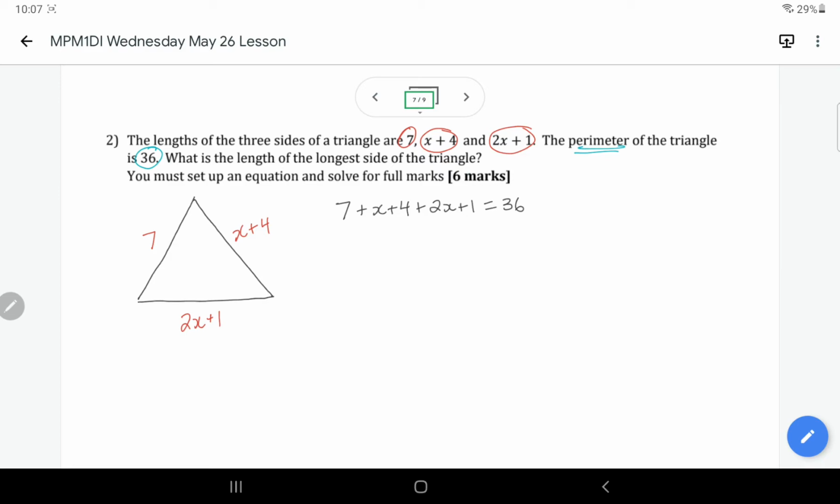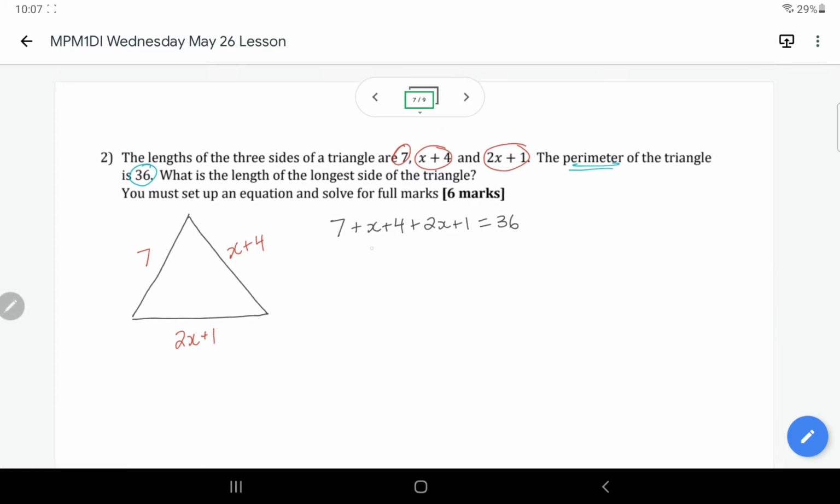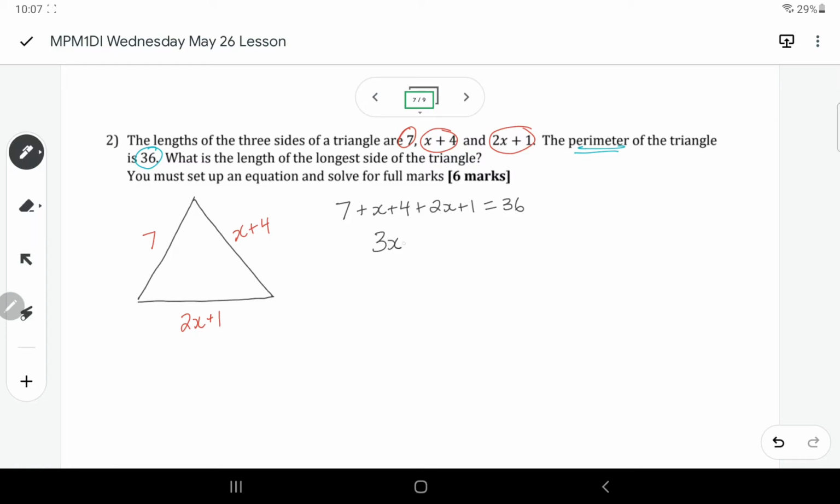And I'm going to simplify that and gather up my like terms before I move on from here. So x and 2x is 3x, plus, and then I've got 7 plus 4 plus 1. So that's 3x plus 12 equals 36. And now I'm just going through my steps for solving equations. So I have to do opposite operations: that plus 12, so it would be 36 minus 12. 3x is 24. And then opposite operations, divide by 3. I get x equals 8.